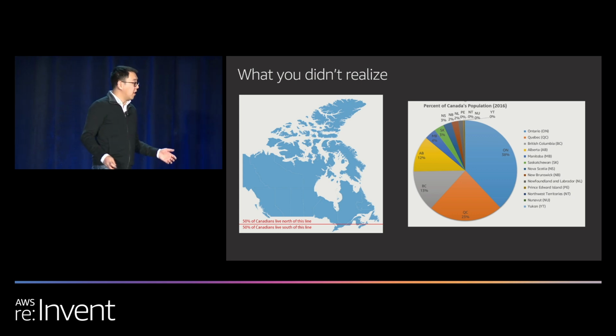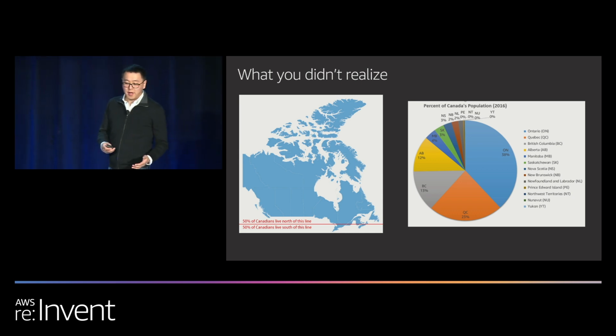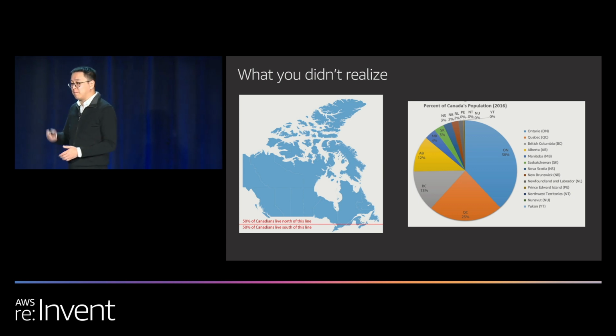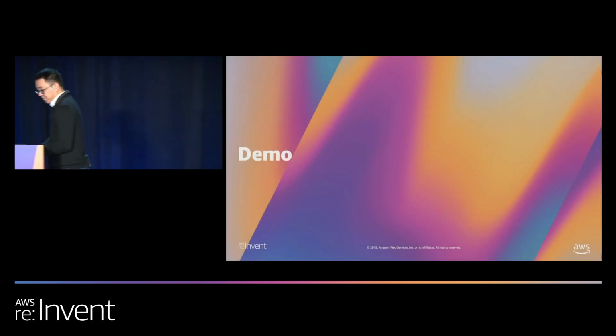What you didn't realize, however, is that Canada's population is not at all equally distributed. Ontario and Quebec have 2/3 of Canada's population. And in fact, my Canadian coworker pointed this out to me, that 50% of Canadians actually live south of that line. So if you chose province as your partition key and request ID as a sort key, you've immediately got yourself off on the wrong foot, because you've built yourself into a really imbalanced workload. So let's go to the demo.